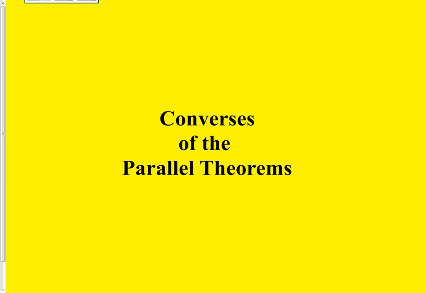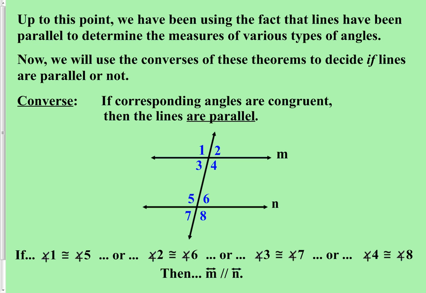Okay, on the next day, we turned the rules around and looked at the converses of those parallel theorems. The rules we were looking at yesterday said if your lines were parallel, then certain things started happening with your measurements. The converse would be if certain things are happening with your measurements, then your lines are going to be parallel. So basically, the rules read like this.